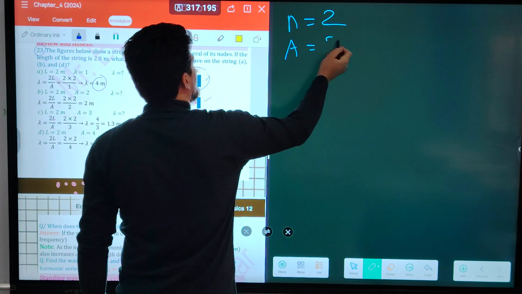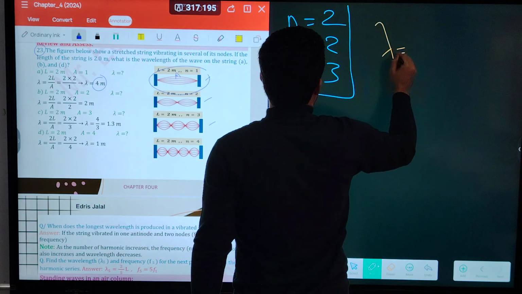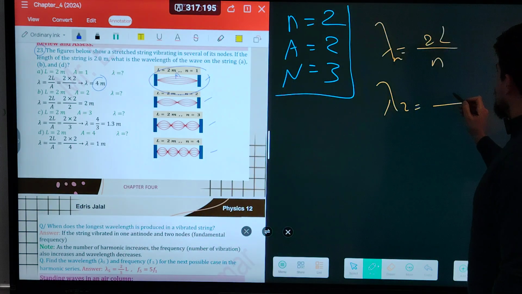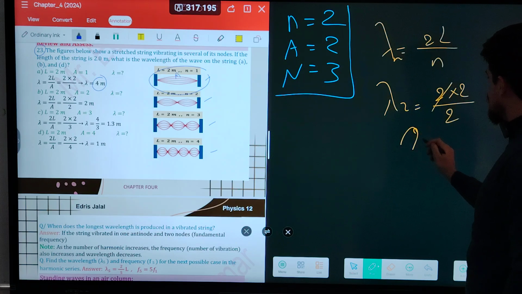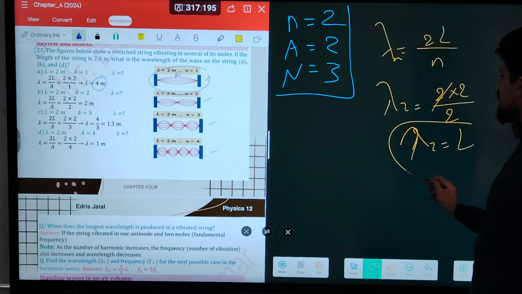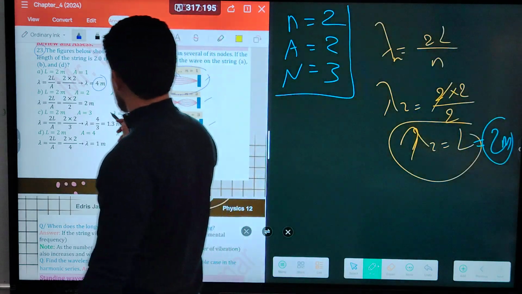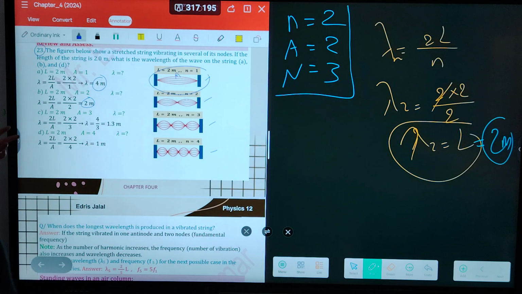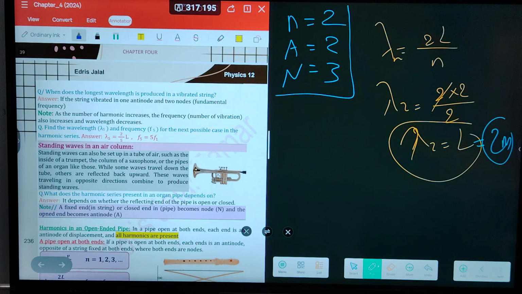When in the second harmonic, n is equal to what? 2. Antinodes, 2. Number of nodes, 3. Wavelength, 2L over n. 2 times 2 over 2. 2 with 2 cancel. Lambda 2 is equal to L. When is the wavelength equal to L, which is 2 meters? When the string vibrates with 2 antinodes and 3 nodes. For the third harmonic and fourth harmonic, you have to do the same procedure, okay?